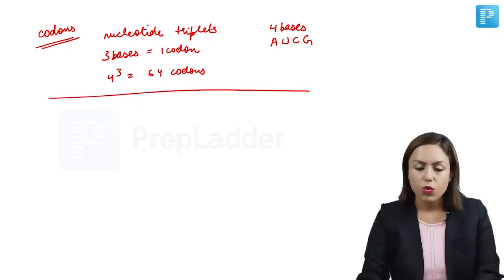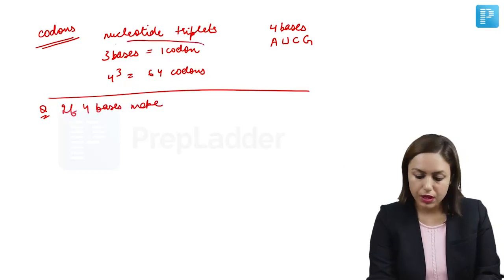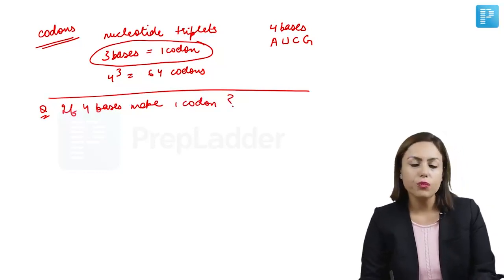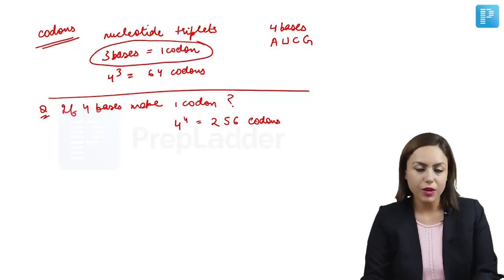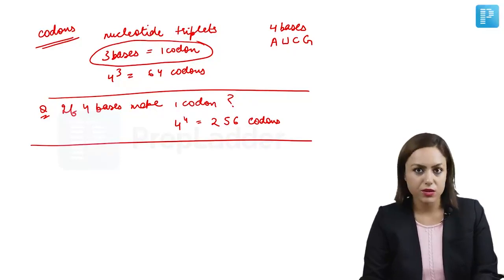Okay, once a question was asked that if 4 bases made 1 codon, instead of 3 bases making 1 codon, then what would the combinations possible be? Then your answer will be 4 to the power 4, that is 256 codons would be possible in this case. Okay, but this is not the case. That was just a hypothetical question asked.